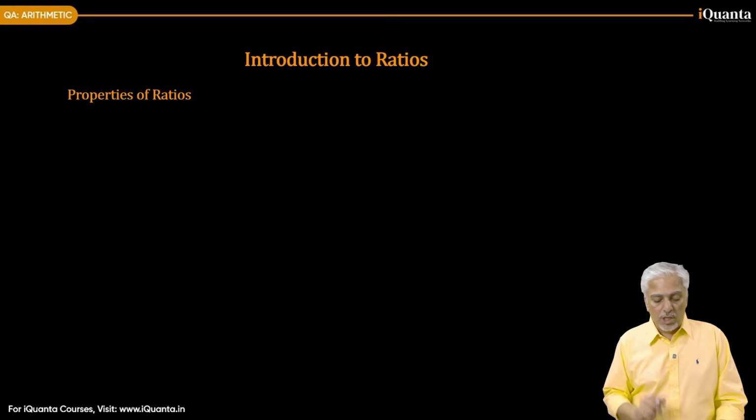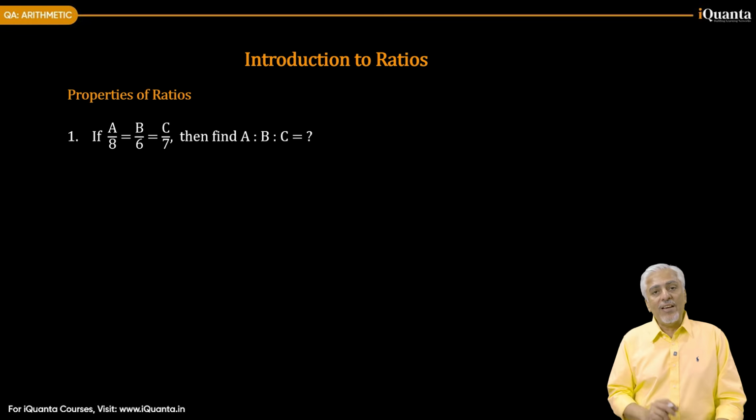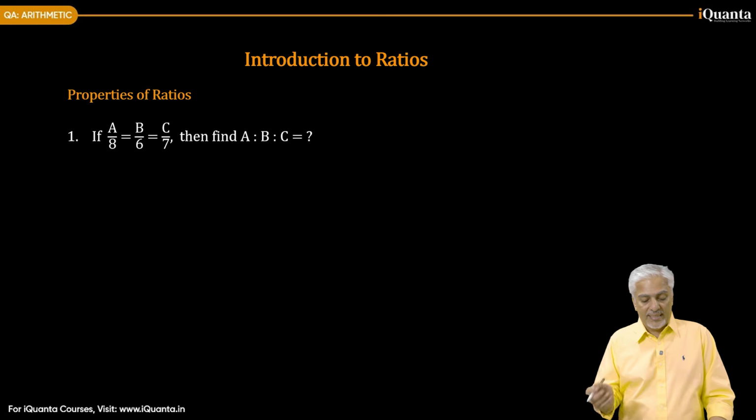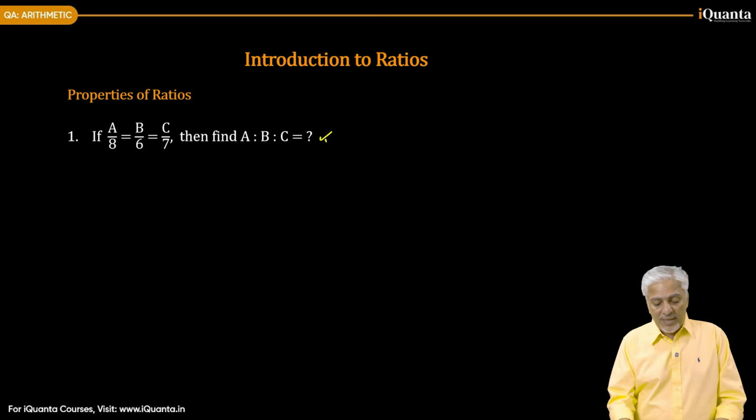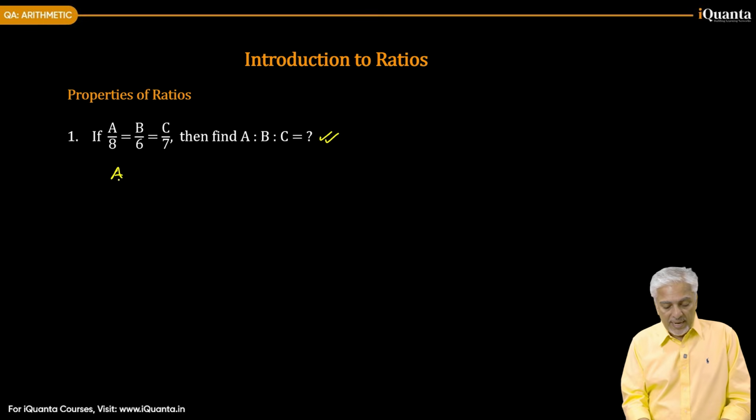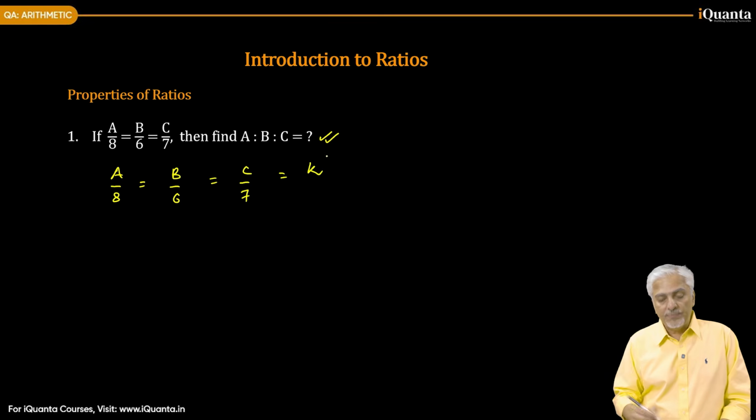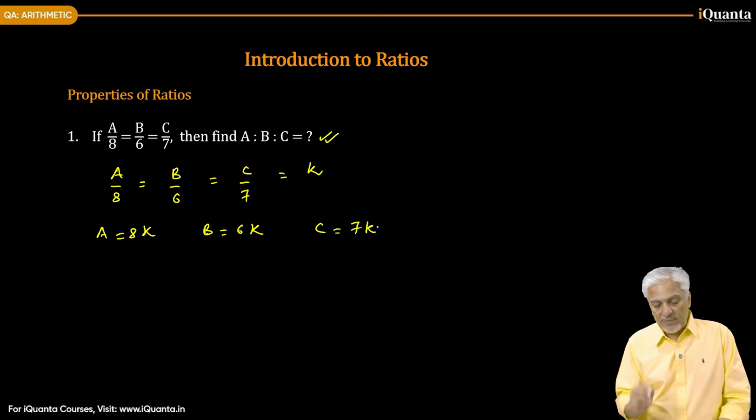Now, the next one, we talk about some properties. If I have been given that a by 8 is equal to b by 6 is equal to c by 7, how do I find the ratio? Let's see different approaches. One we can say is let this whole thing be equal to k. a by 8 is equal to b by 6 is equal to c by 7 is equal to k. Now, if I take each of them individually, I'm going to get a is equal to 8k, b is equal to 6k, and c is equal to 7k.